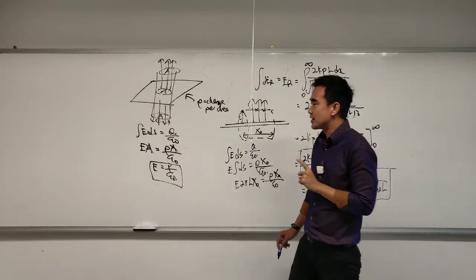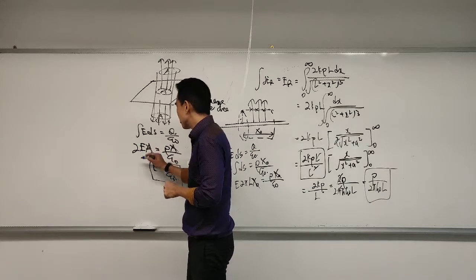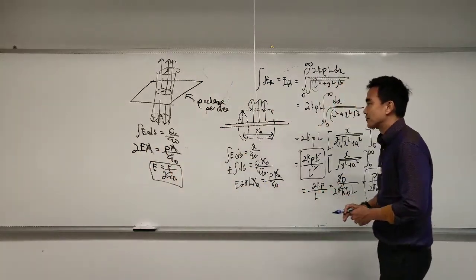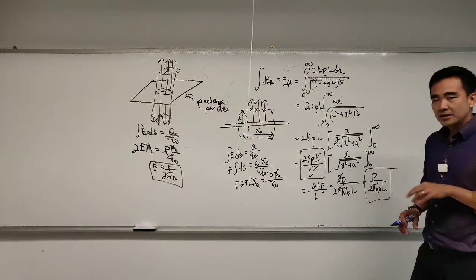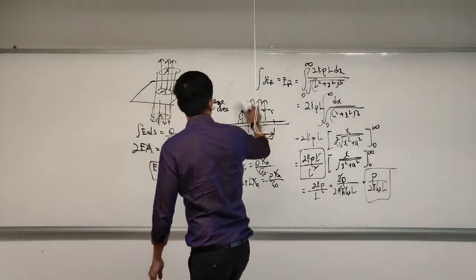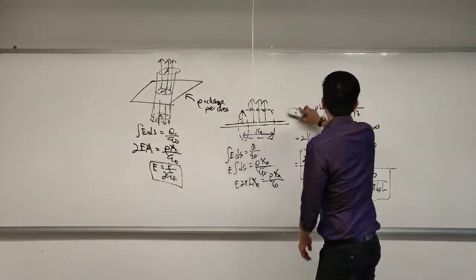Hang on, I think I realized that I made a small mistake. It should be 2 A over here, because there are 2 areas where the field comes out from. Now the next thing I'm going to go into is a little bit of further integration. So I'm going to show you how this can be done.